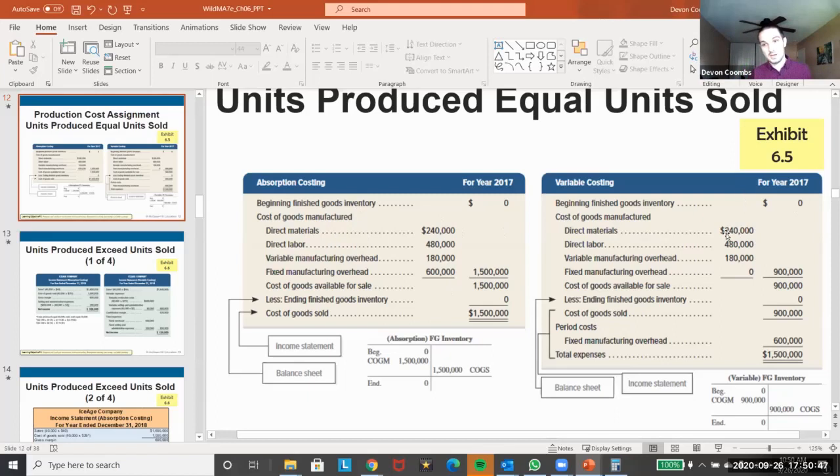So direct materials are going to be the same, part of cost of goods manufactured. Direct labor is going to be part of cost of goods manufactured. Variable manufacturing overhead, part of cost of goods manufactured, right? Now we have our difference. I'll repeat it 100 times, right? Fixed overhead is part of absorption costing cost of goods manufactured. It's not going to be cost of goods manufactured in variable costing. Why? Because it's not variable. So cost of goods available for sale: our total here is 900,000.